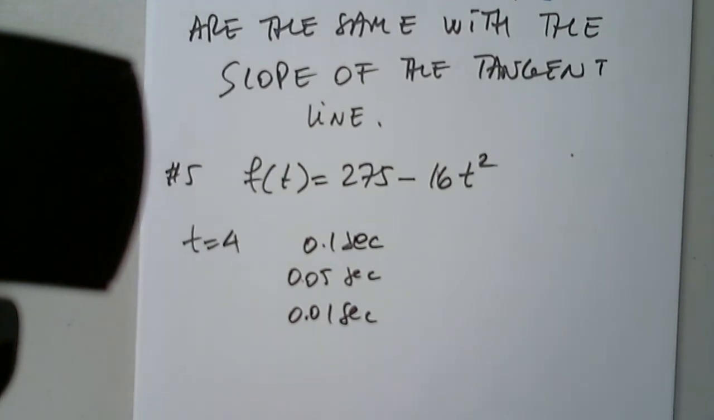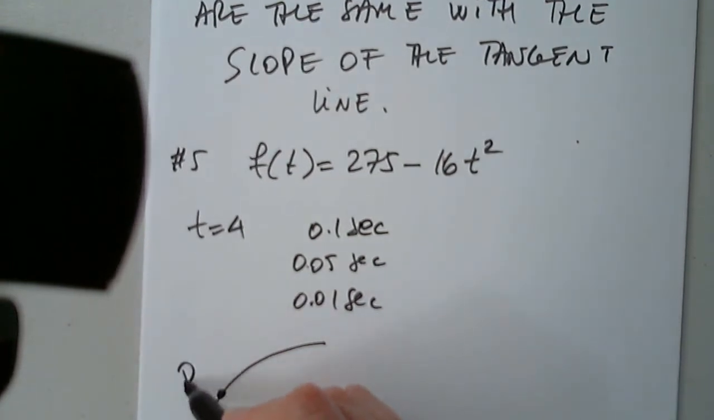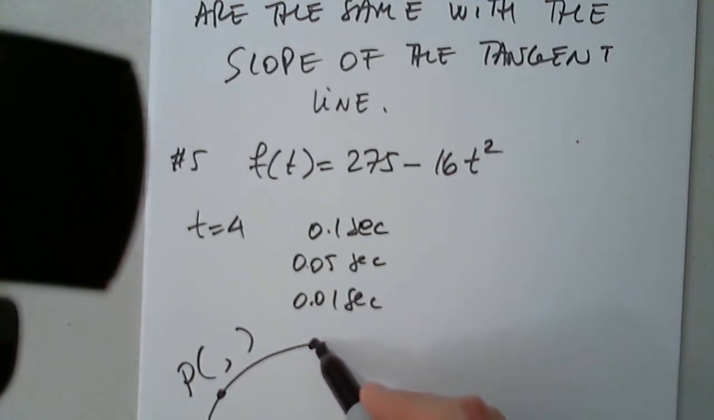Again, we will start with our picture so we don't make an error. Here's our point. So this is our point P. And what are the coordinates of P? And this is our point Q. And what are the coordinates of Q?